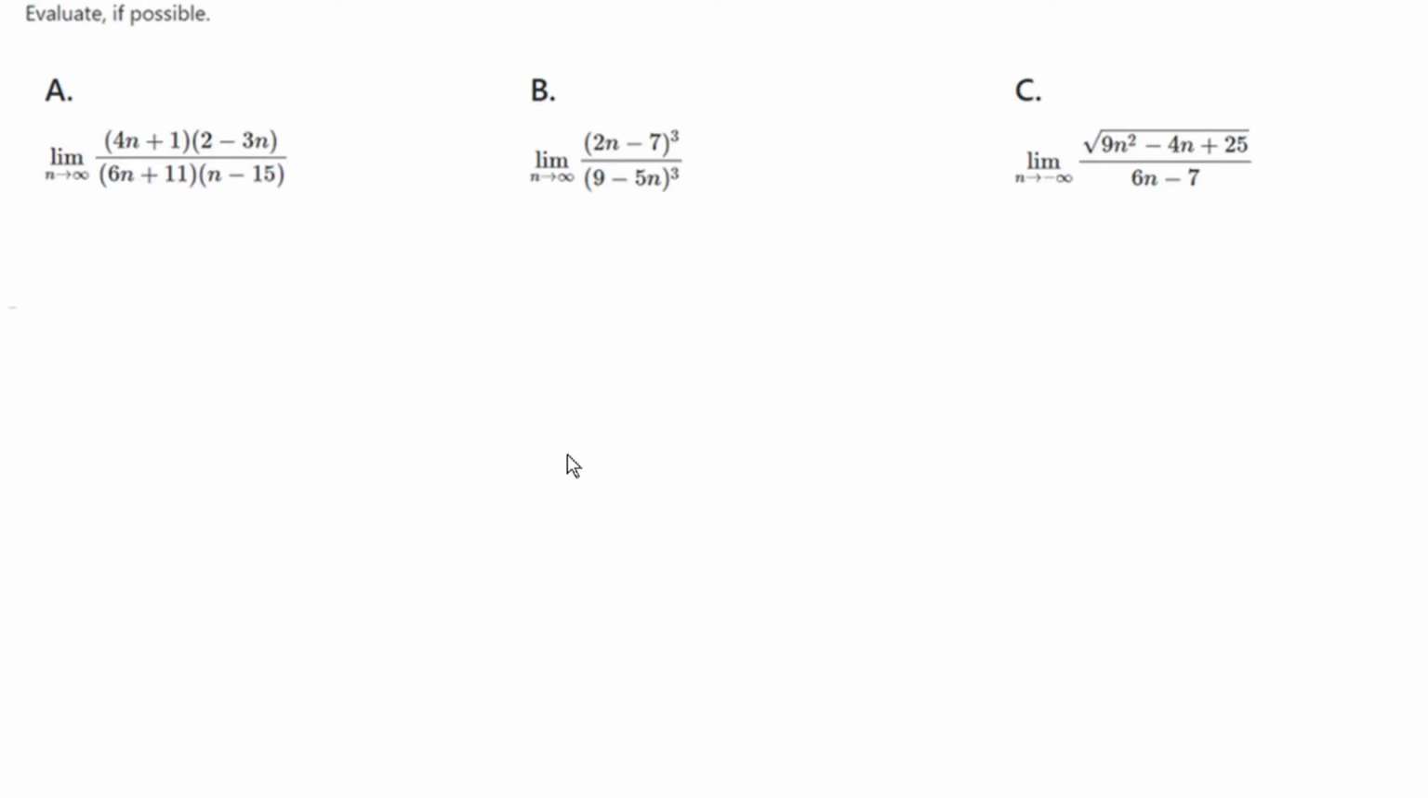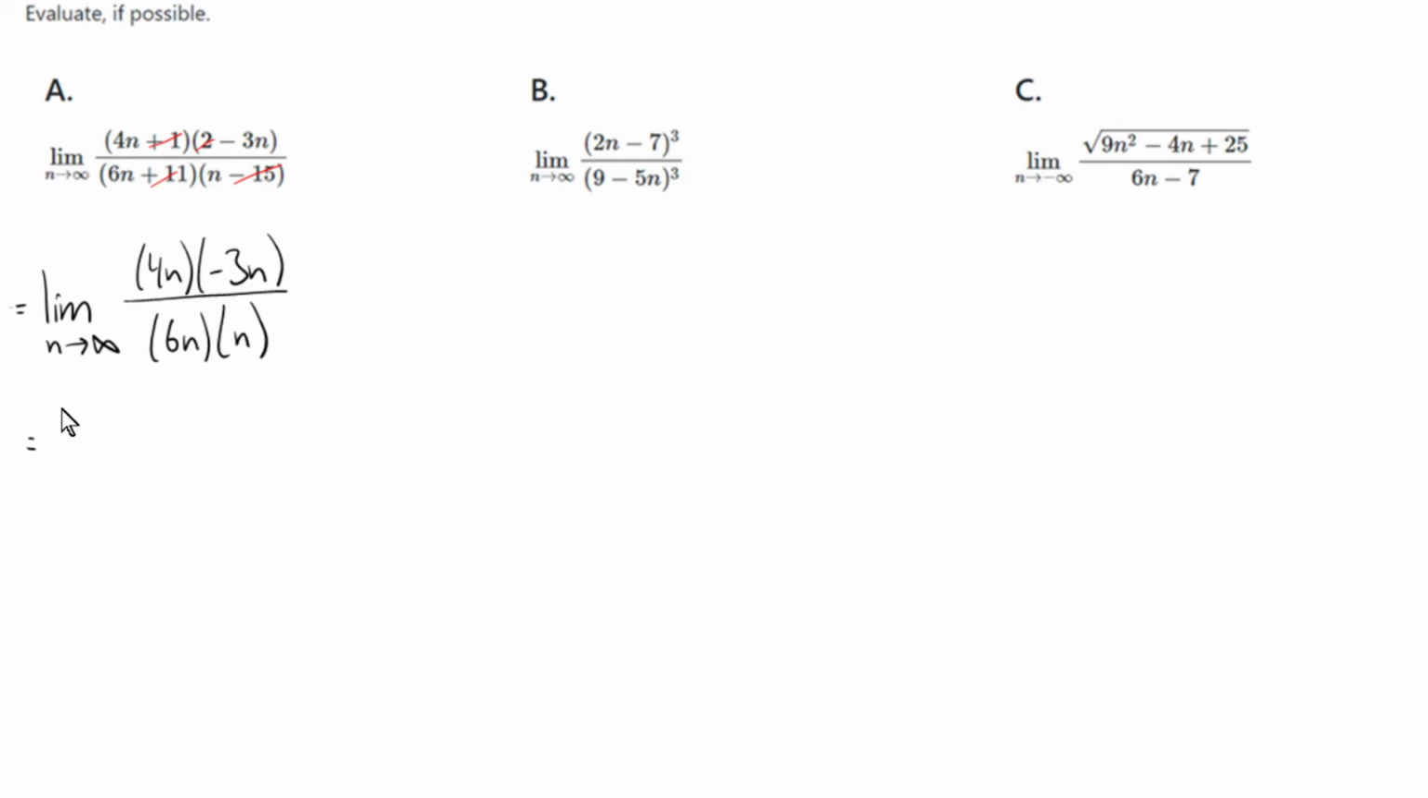Evaluate if possible. So we're going to start out by eliminating any power of lower degree. So in this first example here, we can eliminate all the zero power terms, which will leave us with the limit as n tends to infinity. In the numerator, we have 4n times negative 3n. In the denominator, we have 6n times n.